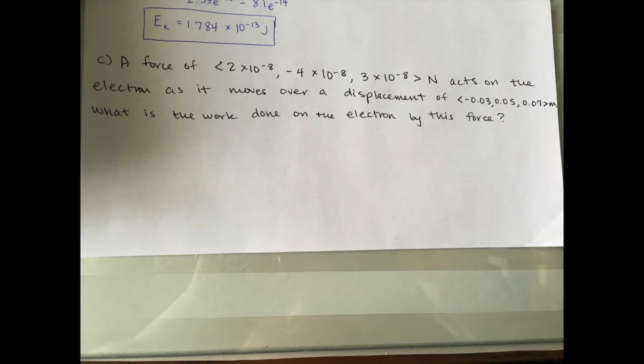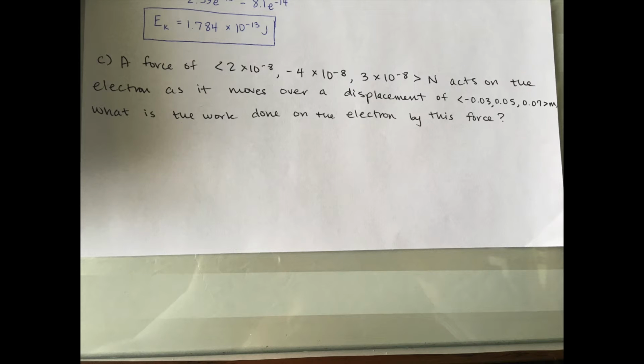For part C, a force of 2 times 10 to the negative 8, negative 4 times 10 to the negative 8th, and 3 times 10 to the negative 8th newtons acts on the electron as it moves over a displacement of negative 0.03, 0.05, and 0.07 meters. What is the work done on the electron by this force?